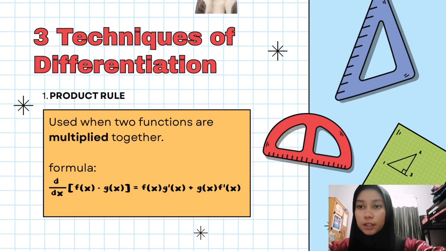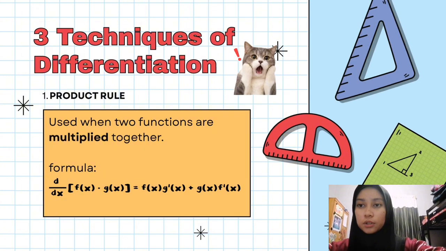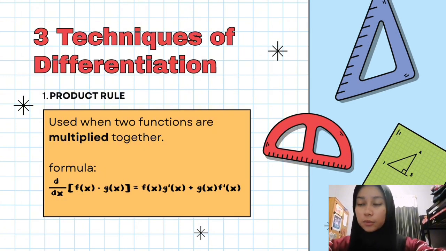There are 3 techniques of differentiation that we use to solve these mathematical problems. First one is product rule. Product rule is used when 2 functions are multiplied together, like g of x multiplied by f of x. You can refer to this formula to get the derivative of the function.